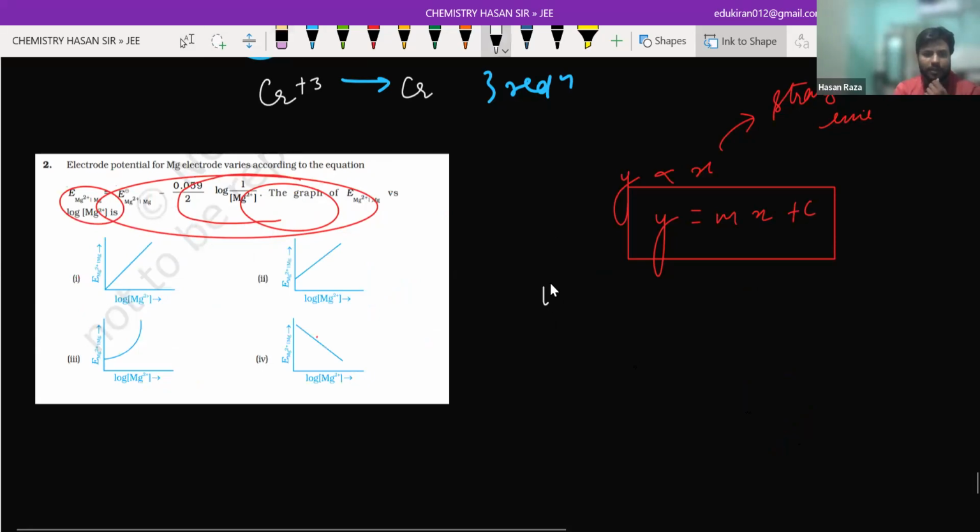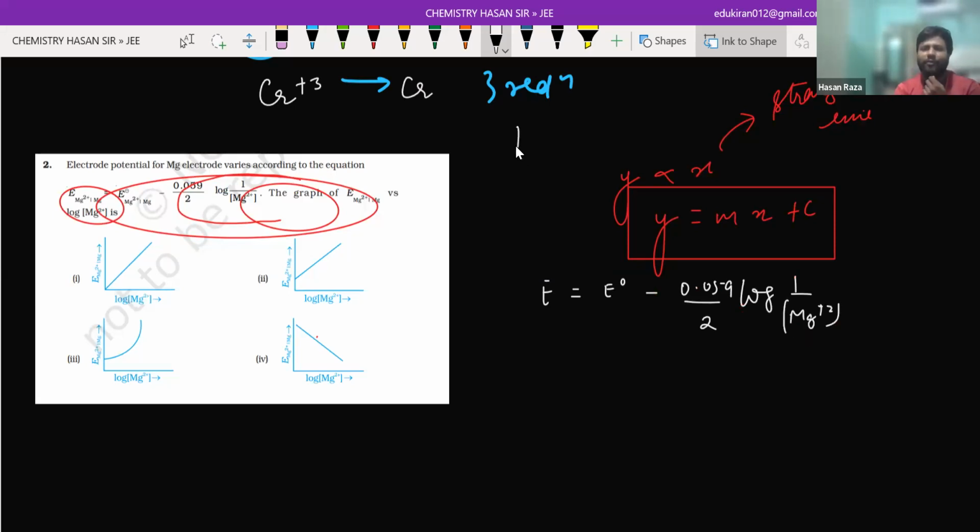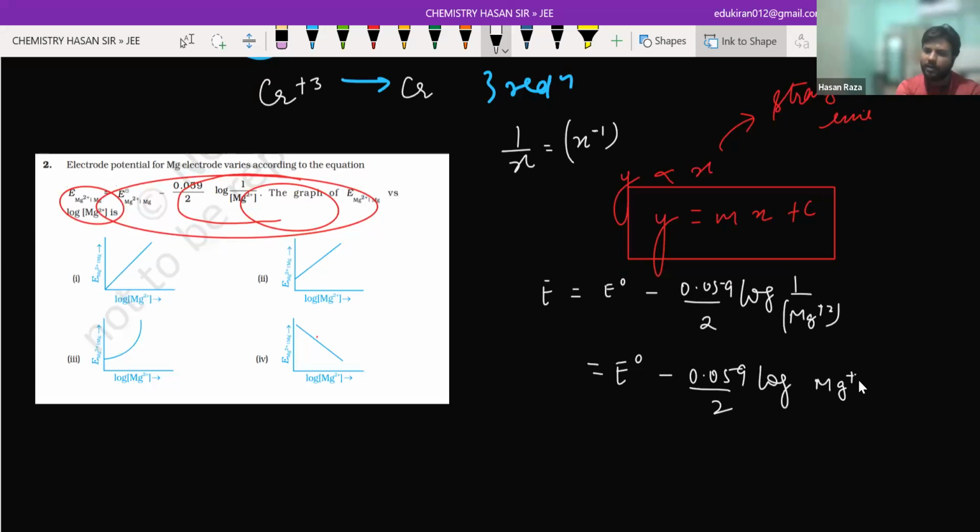Now, since it is given, E of Mg plus 2 slash Mg is equal to E naught of Mg plus 2 slash Mg minus 0.059 upon 2 log of 1 upon Mg plus 2. Now everyone knows that if 1 upon x is going to the numerator, you are going to write x raised to the power minus 1. So you write this as E naught minus 0.059 upon 2 log of Mg plus 2, which will have raised to the power minus 1.